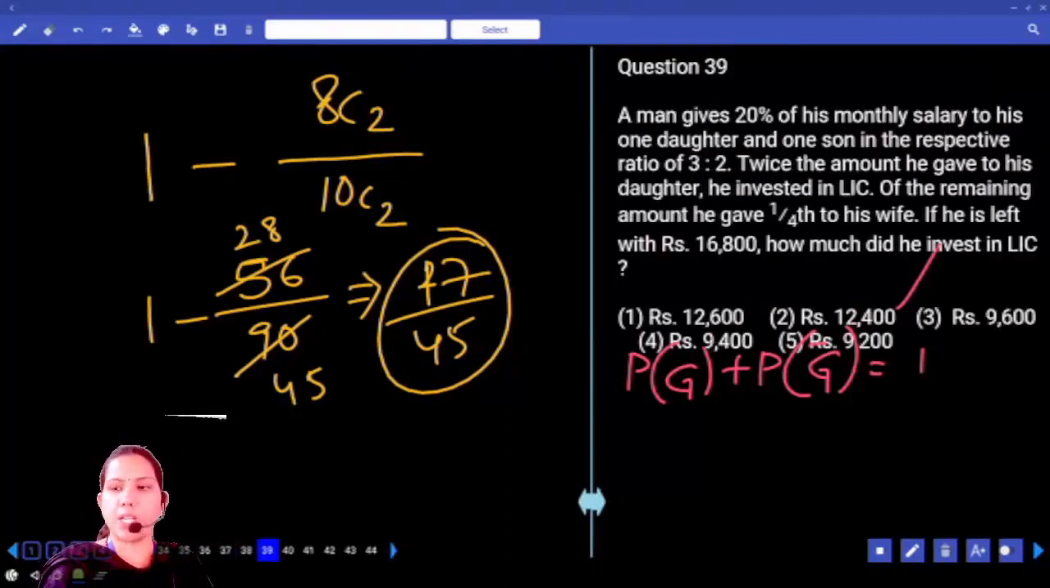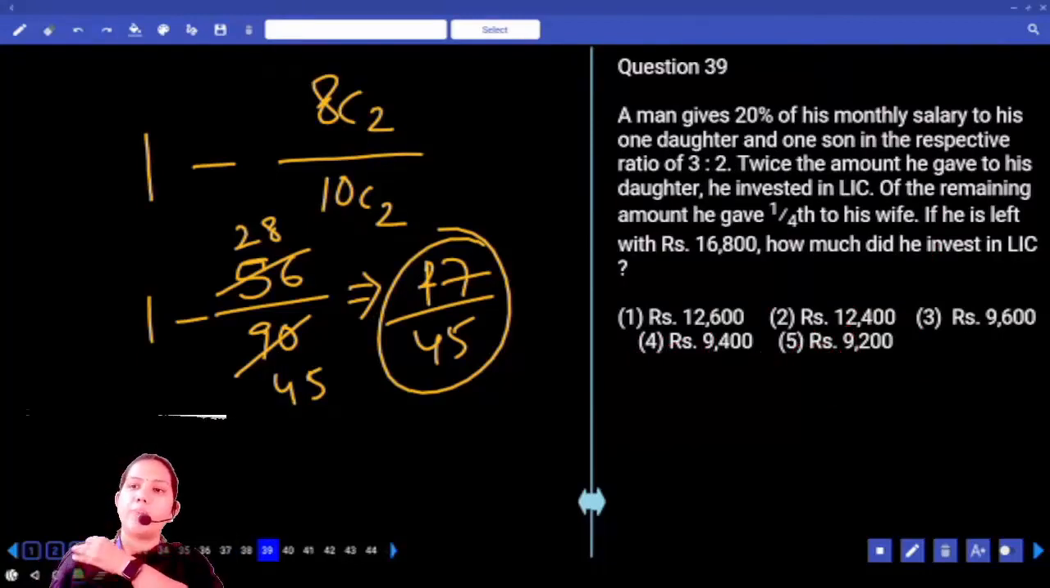Okay, next. Question number 39. A man gives 20% of his monthly salary to his one daughter and one son in the respective ratio of 3:2. Twice the amount he gave to his daughter, he invests in LIC. Of the remaining amount, he gave one fourth to his wife. If he is left with 16,800, then how much did he invest in LIC?